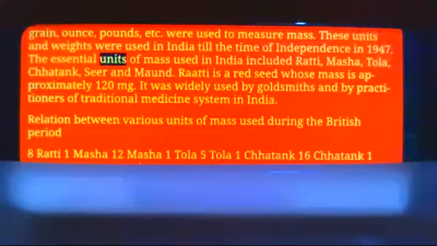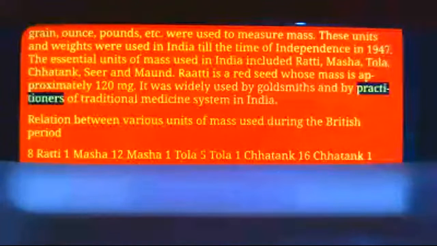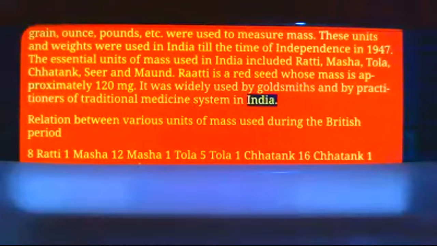Units included ratti, masha, tola, chatank, seer, and maund. Ratti is a red seed whose mass is approximately 120 milligrams. It was widely used by goldsmiths and by practitioners of the traditional medicine system in India.